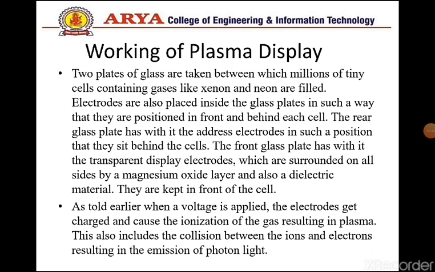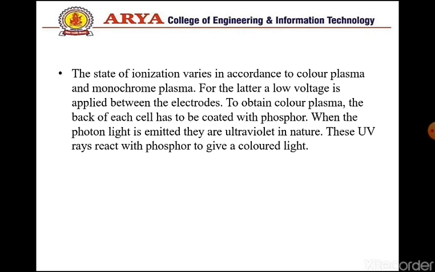As told earlier, when a voltage is applied, the electrodes get charged and cause the ionization of the gas, resulting in plasma. This also includes the collision between the ions and electrons resulting in the emission of photon light. The state of ionization varies in accordance with color plasma and monochrome plasma. For the latter, a low voltage is applied between the electrodes. To obtain color plasma, the back of each cell has to be coated with phosphor. When the photon light is emitted, it is ultraviolet in nature. These UV rays react with phosphor to give a colored light.